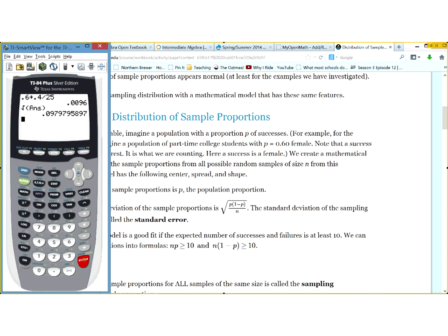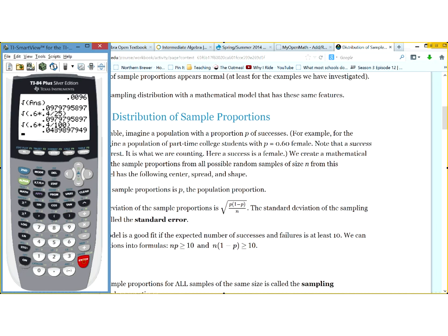But I could have also done that all on one line. I could have hit square root, and done 0.6 times 0.4 divided by 25, close my parentheses, and I get the same answer. If I increase my sample size to 100, as I mentioned, I should have less variation, so a smaller standard deviation. Divided by 100. And in fact, it's about half. It's about 5% standard deviation.